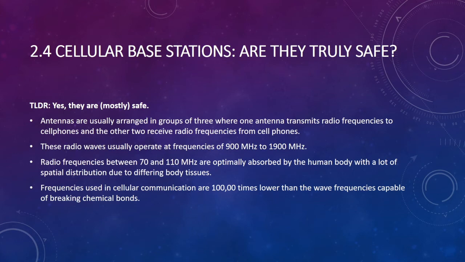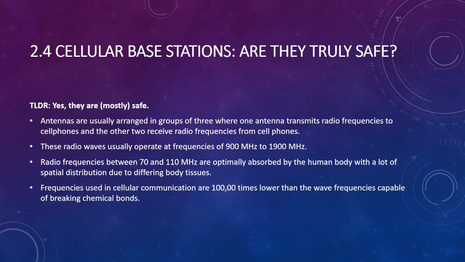Finally, we did a thorough investigation into the allegations of cellular base stations being harmful for human health. The short answer is that they are mostly safe. Antennas are usually arranged in groups that transmit frequencies horizontally. There have been a lot of studies into whether these radio frequencies can actually damage human health. The only provable damage that occurs from these frequencies is the heating up of tissue, but it occurs at frequencies that are much higher than the ones that are of legal use by the specific authorities that regulate them inside each country.